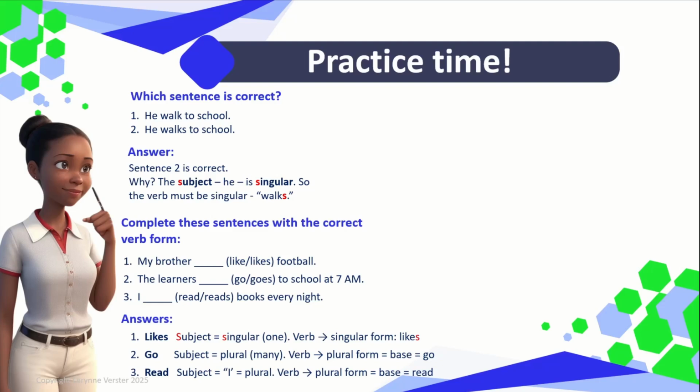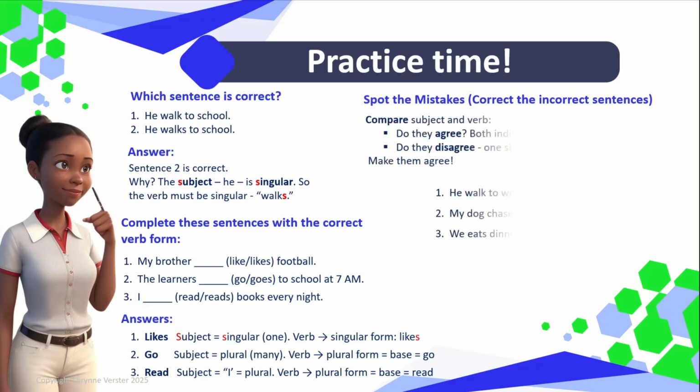Now the mistakes, correct the incorrect sentences. Compare the subject and verb. Do they both agree? Are they both indicating the singular or both indicating the plural? Or do they disagree, one referring to something singular and the other plural? Make them agree. 1. He walked to work every day. 2. My dog chased the cat. 3. We eat dinner at 6 p.m. Answers. He walks to work every day. My dog chases the cat. We eat dinner at 6 p.m.